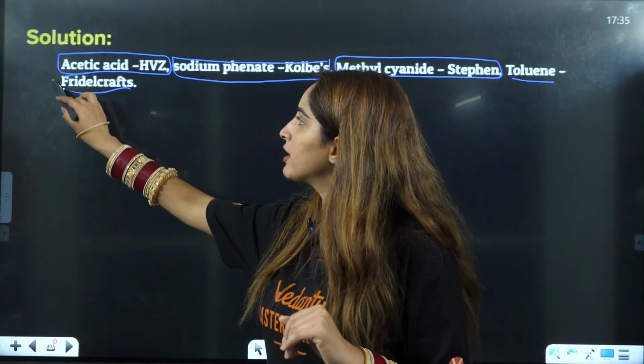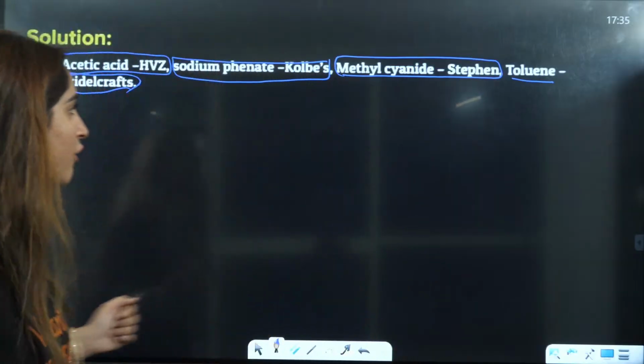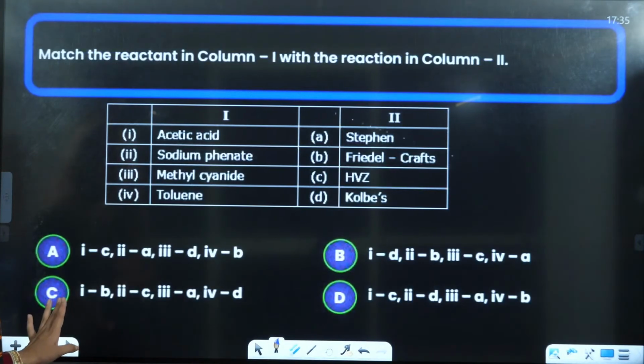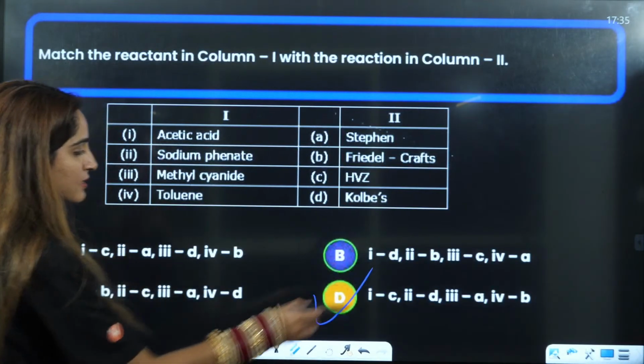Toluene is there in the Friedel-Crafts reaction. You can use toluene there in the Friedel-Crafts reaction. So the answer will be yes, toluene can be formed in the Friedel-Crafts reaction. So your answer is going to be D, D is the correct answer.